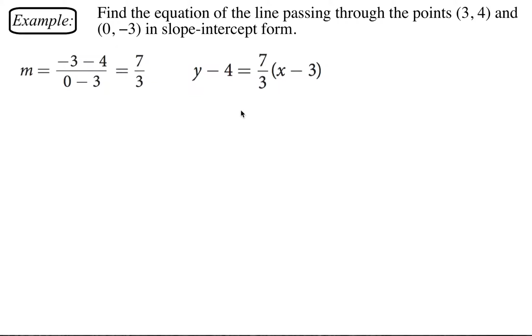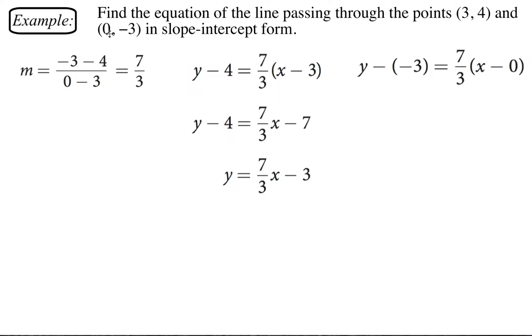And then we want that in slope-intercept form, which means distribute your 7/3, and then you're going to add 4 to both sides, and you get y equals 7/3 x plus 3. Now over here on the right, I'm just going to show you that it really doesn't matter if I had picked this point. Substituting that in for your x1 and your y1, you end up getting the exact same equation. So it really doesn't matter. It's completely random.